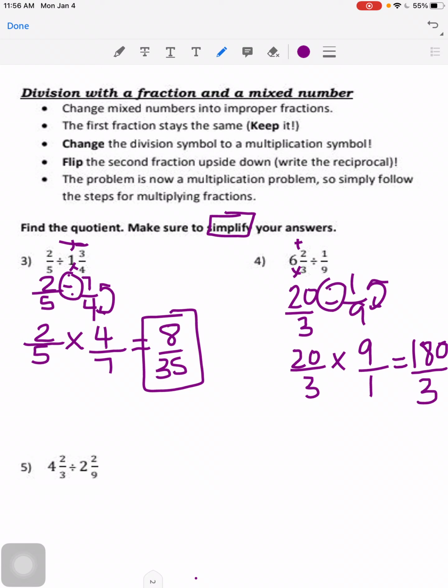All right, so then we simplify. All right, and when we simplify, 3 goes into 180 60 times. So our answer is 60.